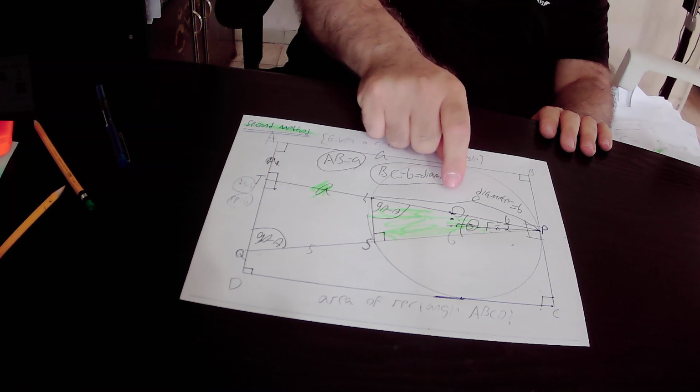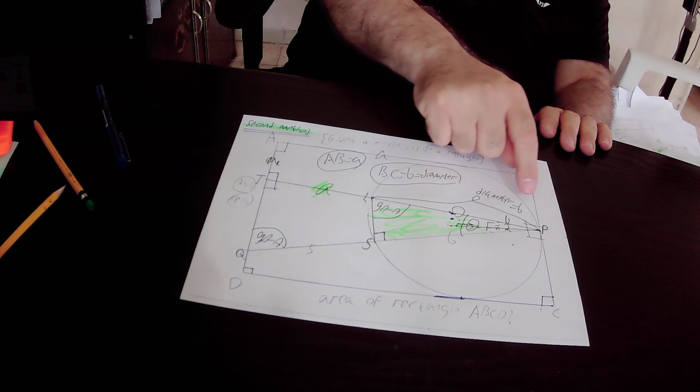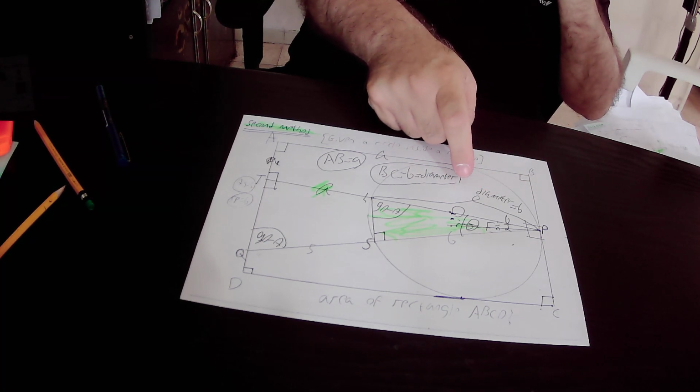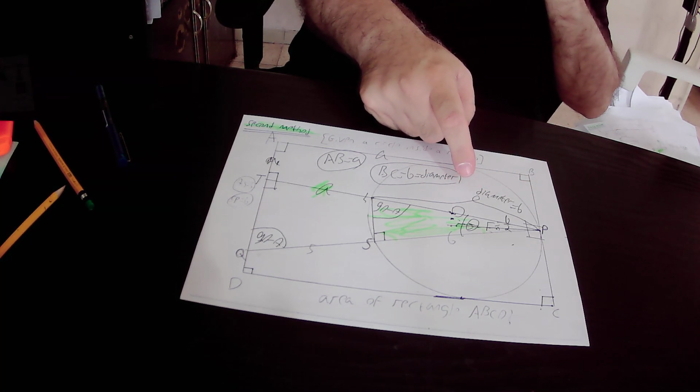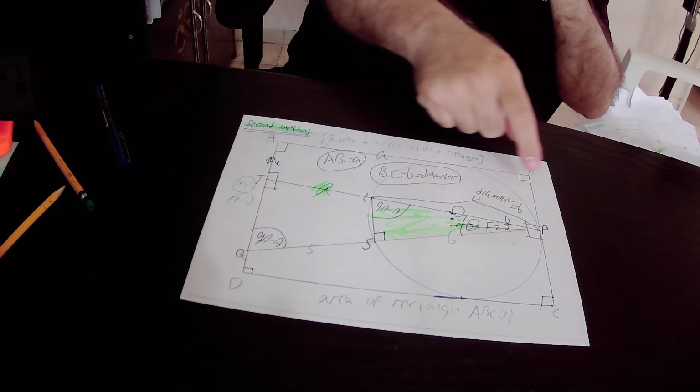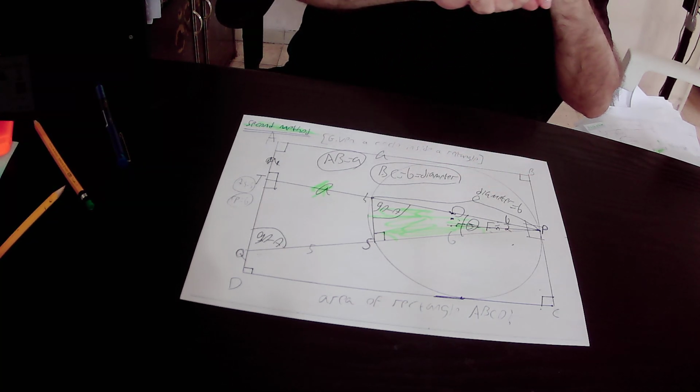Then we define the center of the circle as point O. We join points O and P together by a straight line. Point O is the center of the circle. Point P is the point of the circle itself. Therefore, OP is the radius of the circle that we defined as R.